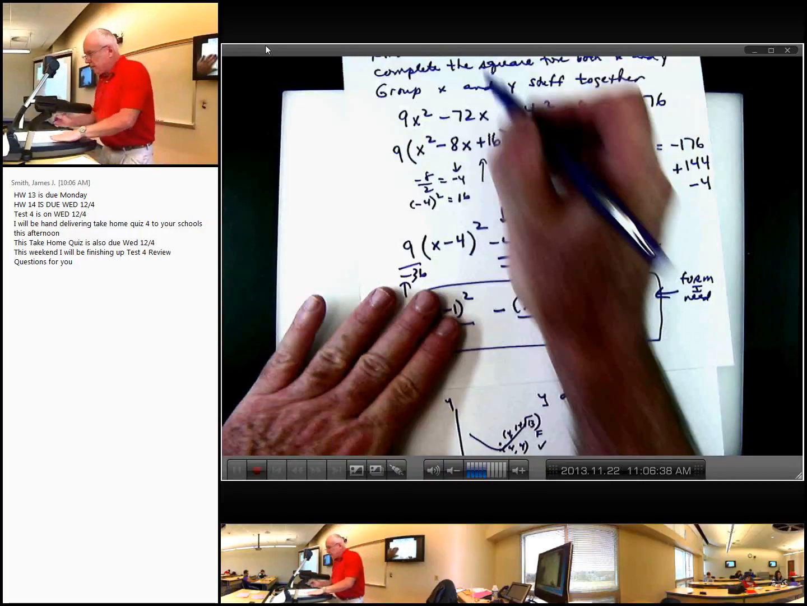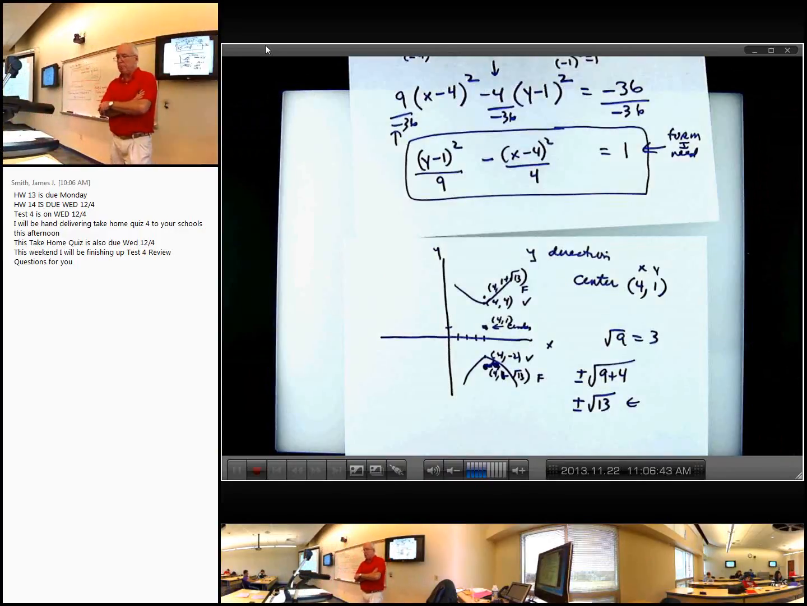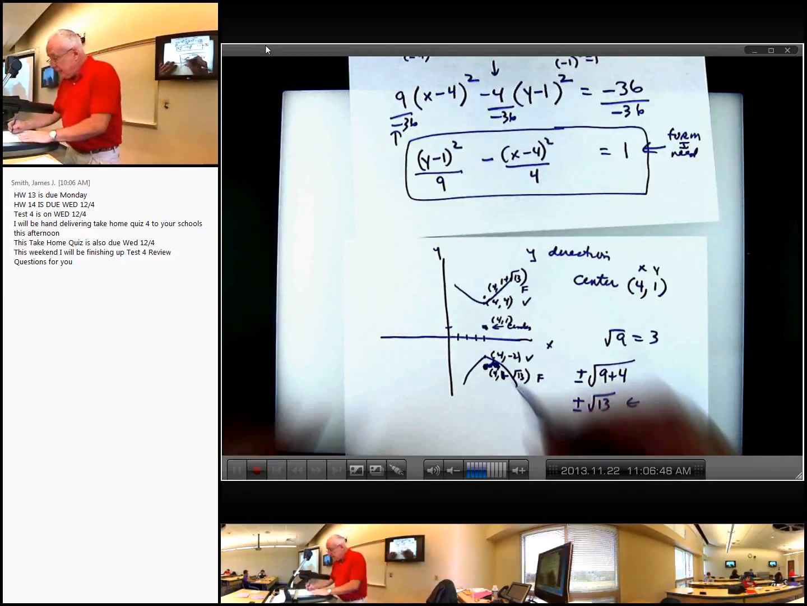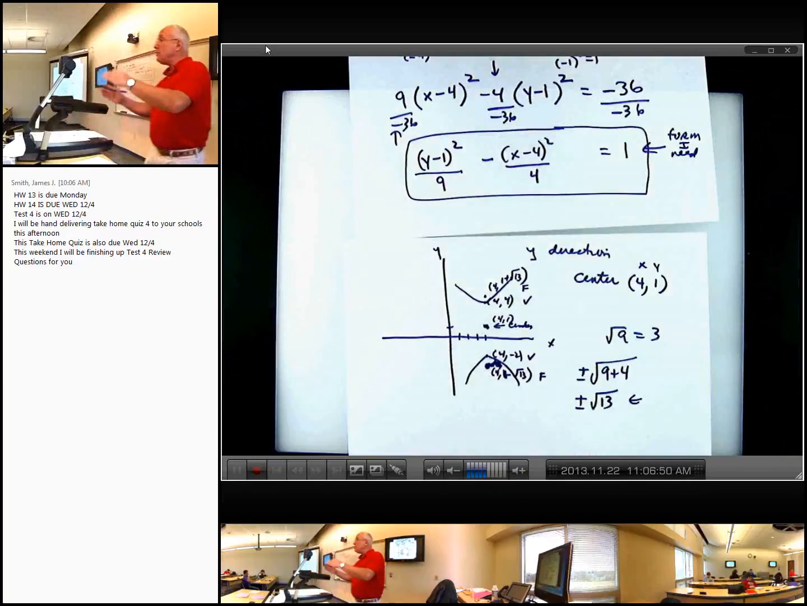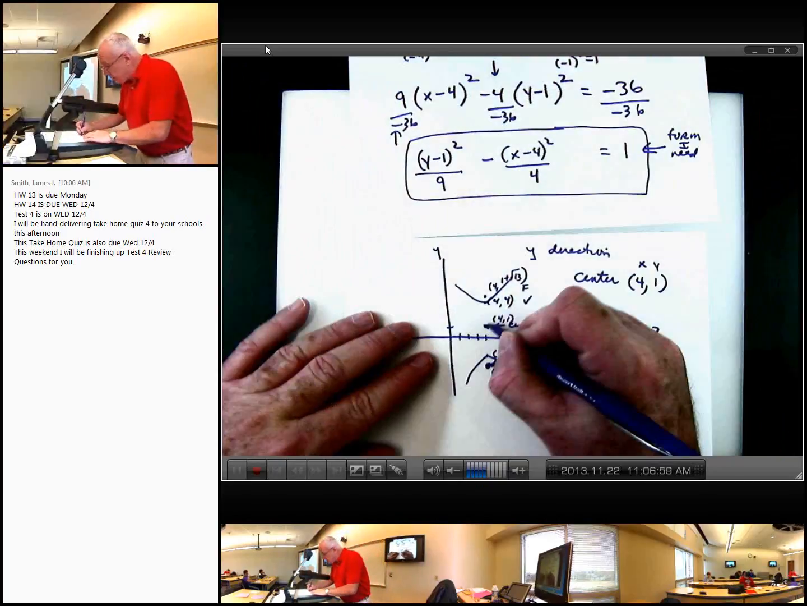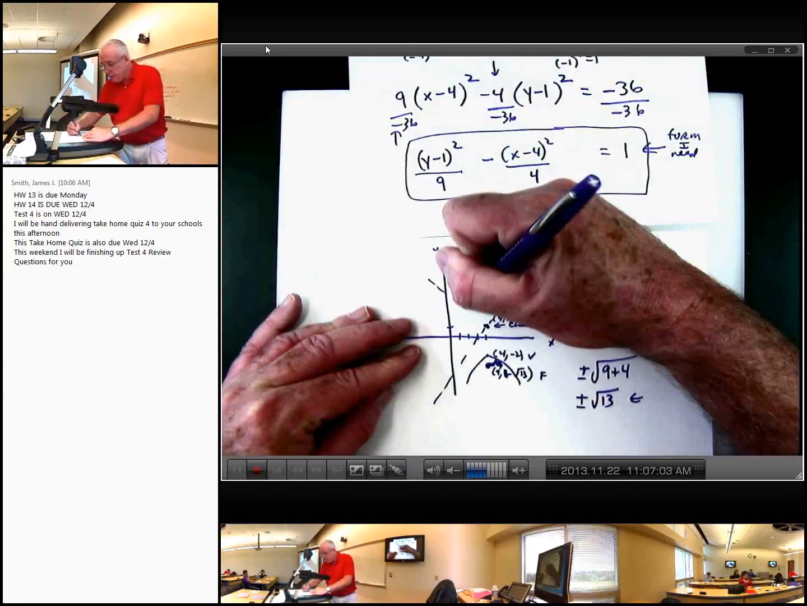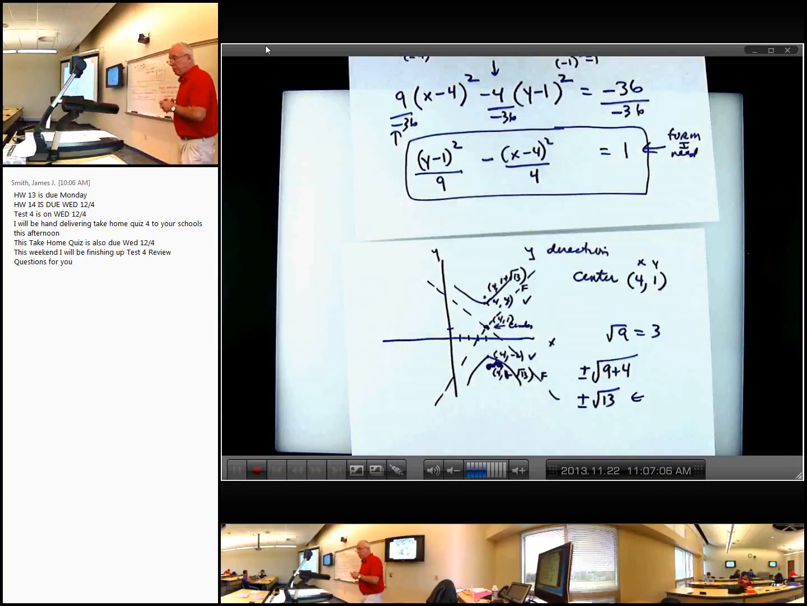And what's the last thing we're asked to find? Asymptotes. Okay. Now, the asymptotes before, they crossed at 0, 0, the origin. Well, now they're going to cross at the new center. They're going to cross at this center here at 4, 1. So we're going to have that big X right there. The slope of the asymptotes is going to be computed the same way.